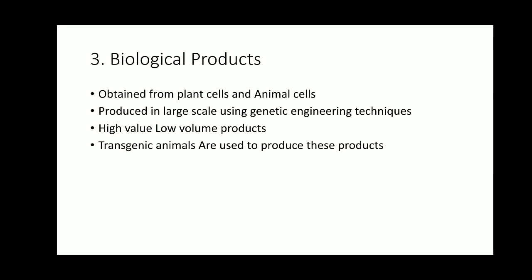Why? Some of the examples are vaccines, antitoxins, antivirals, okay, enzymes, hormones. These are some of the biological products. If you see the cost of the enzymes, or if you see the cost of these hormones and vaccines, they are very costly.